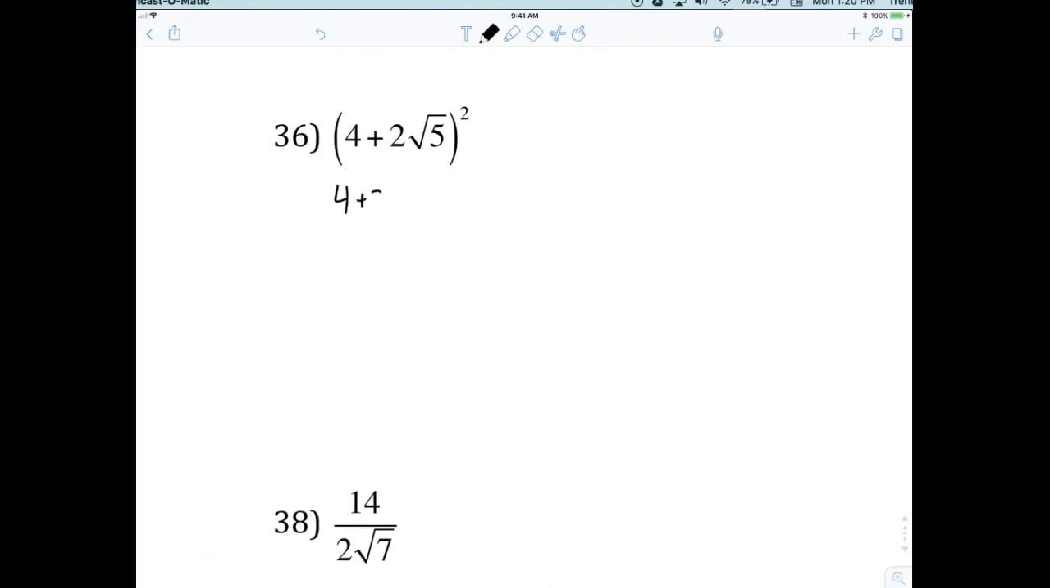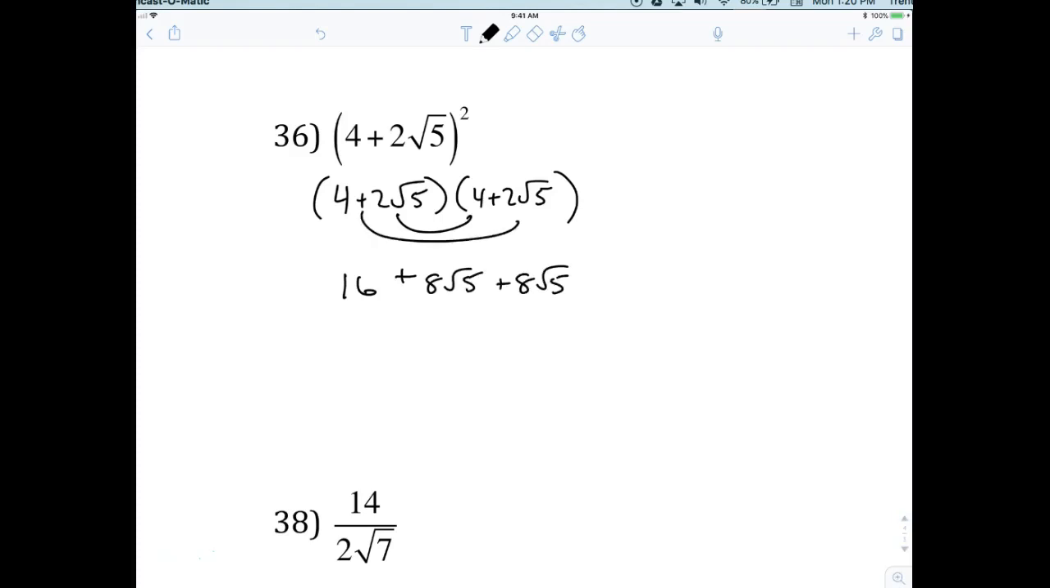You're just going 4 plus 2 radical 5 times 4 plus 2 radical 5. So this would be 16 plus 8 radical 5 plus 8 radical 5 plus 20. Anybody agree with that? So combining terms, I end up with what? 36 plus 16 radical 5. What? 20, because, look, very important now.